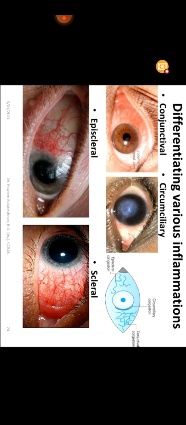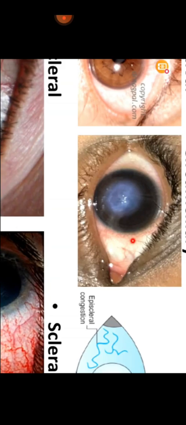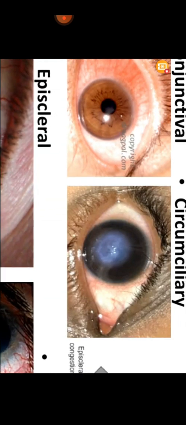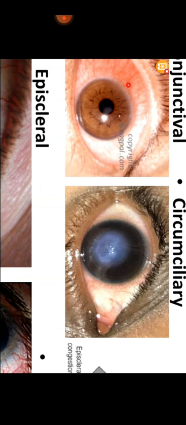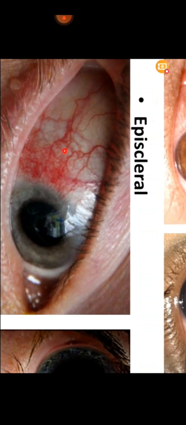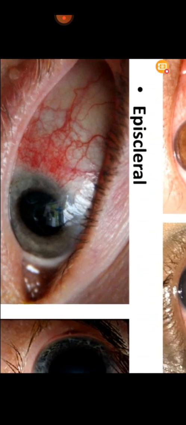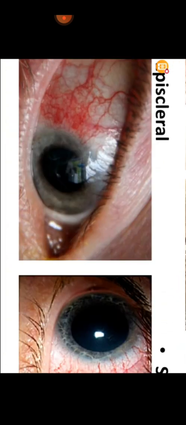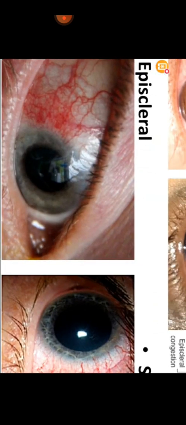The basic point which I would like to make is that in this picture you can see there is inflammation only in the area near the cornea, which is called circumciliary inflammation. This type of inflammation is seen in uveitis. Here you can see diffuse inflammation, which is in conjunctivitis, and you can see large blood vessels. It is superficial; it has not gone deep. In this picture it is a deep one. So the deep one shows a scleral inflammation, and the superficial one shows an episcleral inflammation.